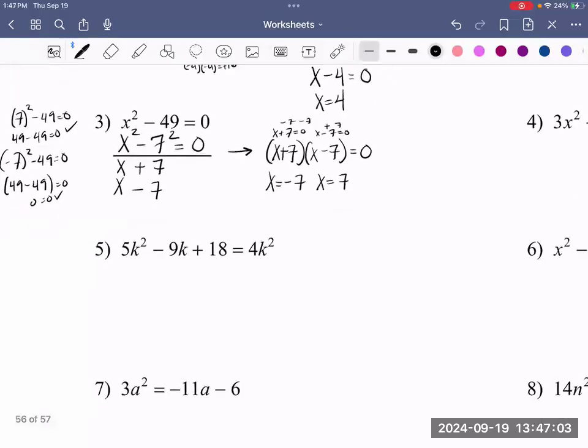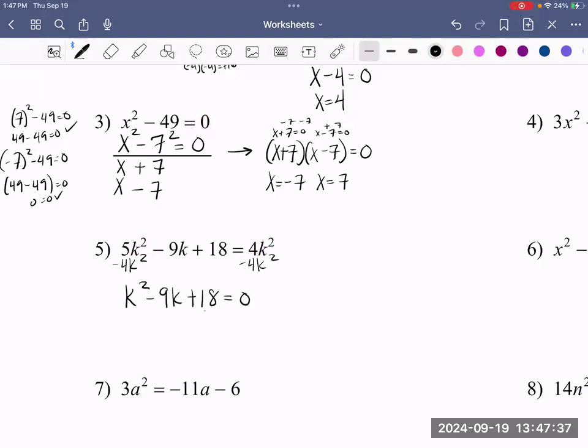Now in your next ones, notice that they're not set equal to 0. So what we can do is actually bring all of your terms over to the other side. A good rule of thumb is looking at your highest degree. If it's more than 1, we want the strategy of setting it equal to 0, so getting all of your terms to one side. We can do so by subtracting this 4k to the other side. So we'll get k squared minus 9k plus 18 is equal to 0.